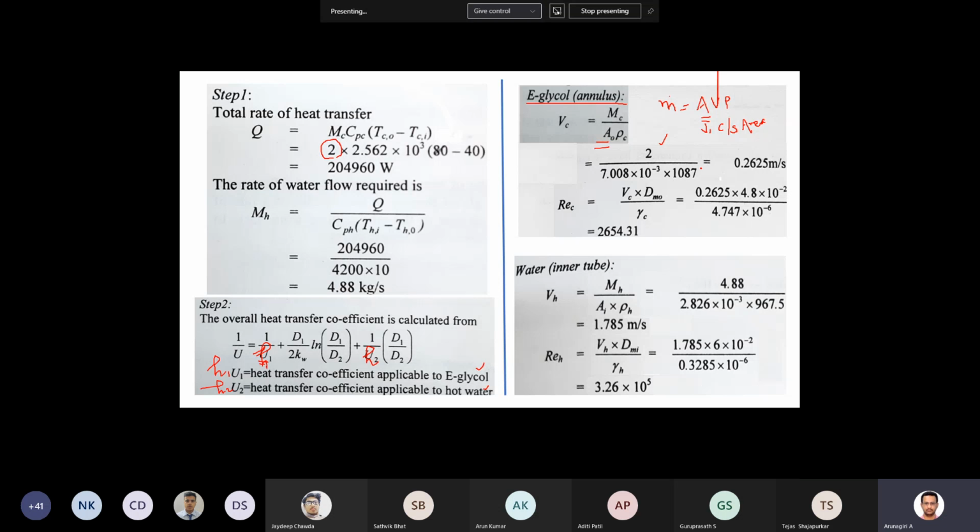Two divided by 1087 divided by 7.008 into 10 power minus 3. So you will get the velocity 0.2625 meters per second. So the Reynolds number is d V rho by mu.